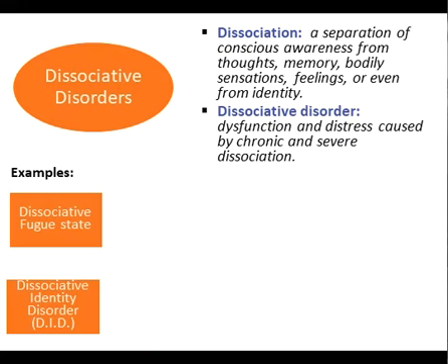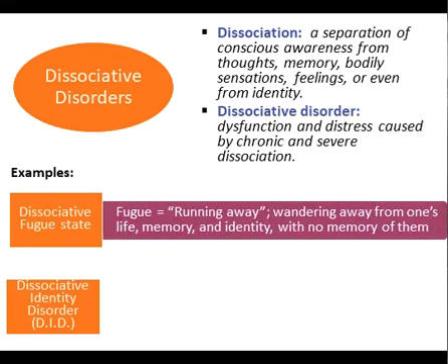Examples are dissociative fugue state. Fugue means running away. Wandering away from one's life, memory, and identity with no memory of them. So this would be the individual who finds themselves in another city, maybe hundreds of miles or thousands of miles away from where their home was established, and they not only have run away, but they have no memory of their personal identity or the life that they had before they relocated to this particular area.